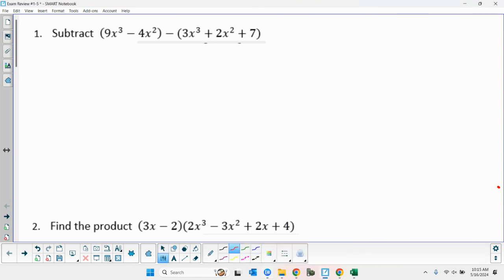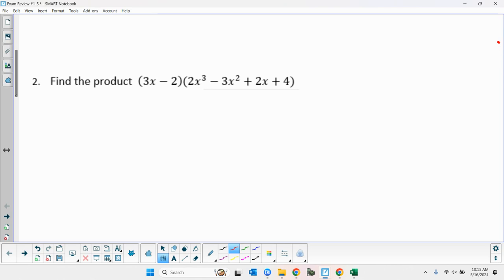So, combining like terms, what's 9x cubed minus 3x cubed? 6x cubed. What's negative 4x squared minus 2x squared? Minus 6x squared. Good. What's nothing minus 7? Minus 7. So you might have forgotten to make it minus 7. Hopefully you did it correctly. But that's all. You guys could have done this problem the first day of school back in August, right? You know how to combine like terms.